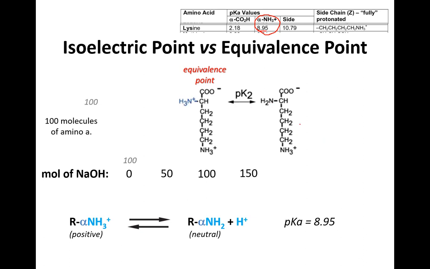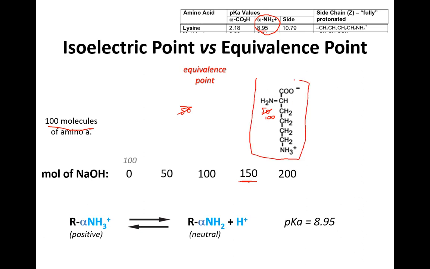Actually, once you reach pK2, you will be at 50-50, right? Of this group, 50 molecules are still protonated, and 50 of the alpha amino group are already deprotonated. That's when you have added 150 molecules of hydroxide, so 1.5 times the molecules of amino acid. And once you have added 200 of them, at this point you would have fully deprotonated also the alpha amino group here. And now your molecule will be all in this form right here.